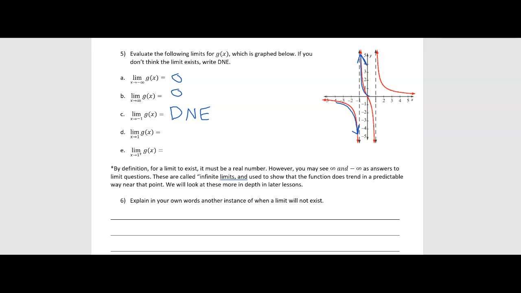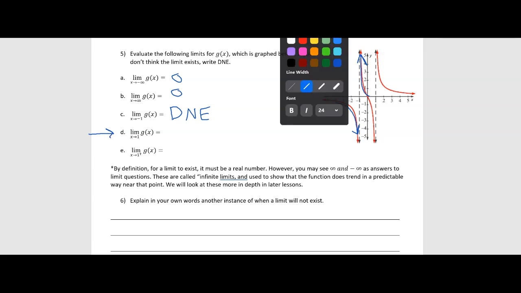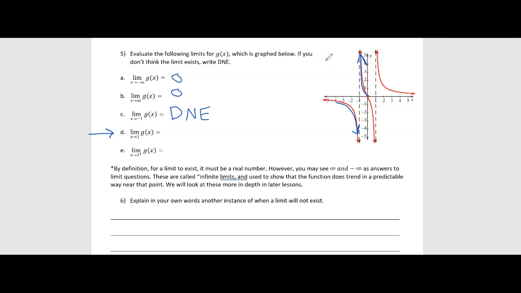Now, we are being asked for part D, find the limit as x approaches +1. Choose a different color here. I'll use green. So +1 from the left, +1 from the right. Again, they are clearly approaching different numbers, so we are going to say DNE. Here's where it gets a little tricky. We're going to put a new idea forward here for part E. So the limit as x approaches 1, but strictly from the positive side.